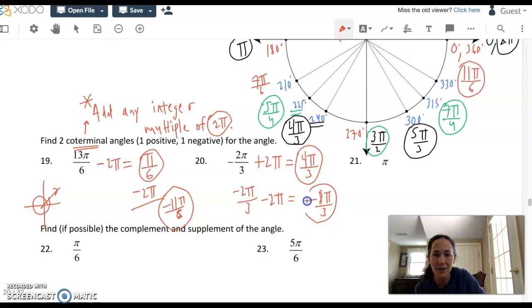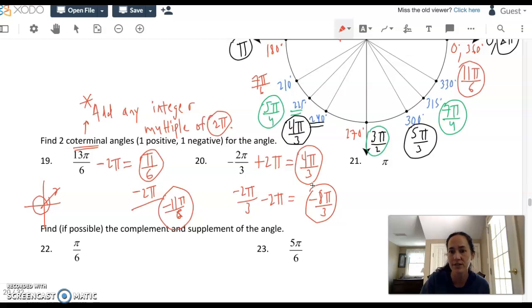These are not new concepts. This is just great review for us. We're working in radians instead of degrees.